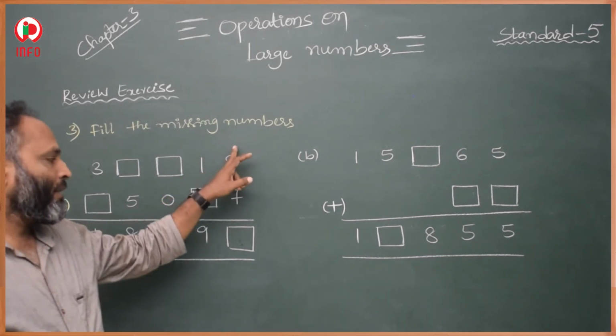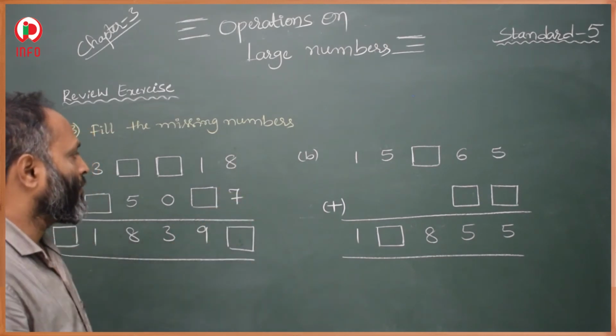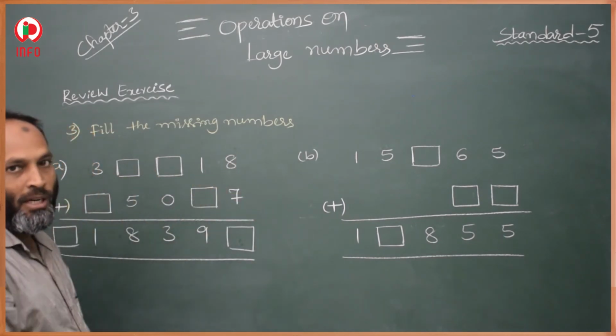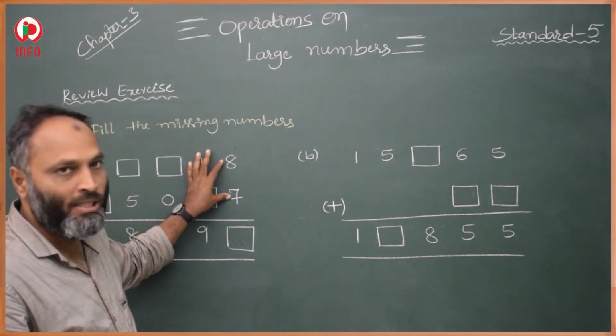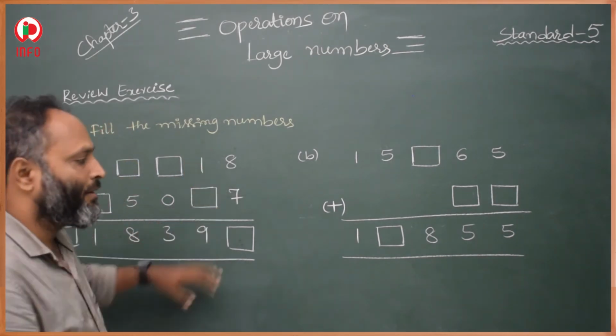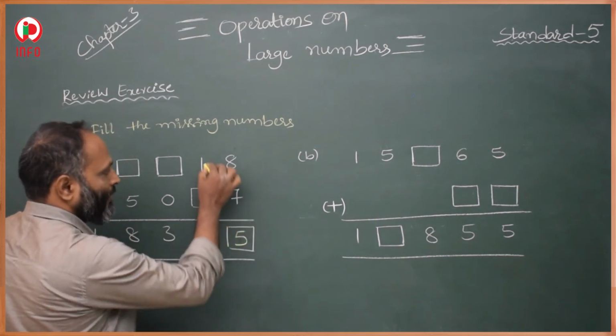Here, first we have to add the first column, the ones place. We have to add from right to left. First, 8 plus 7. 8 plus 7 is 15. The 15 means 5 is here and 1 is here.